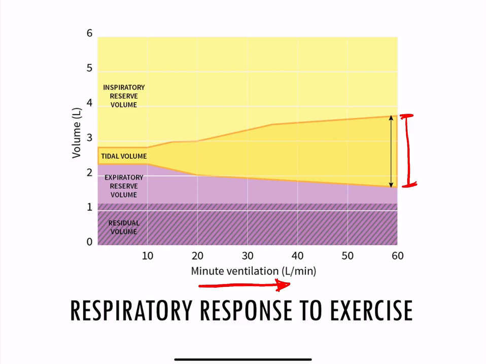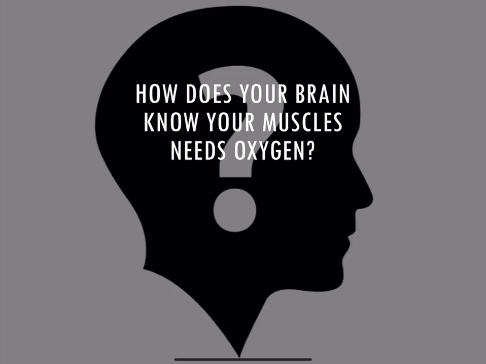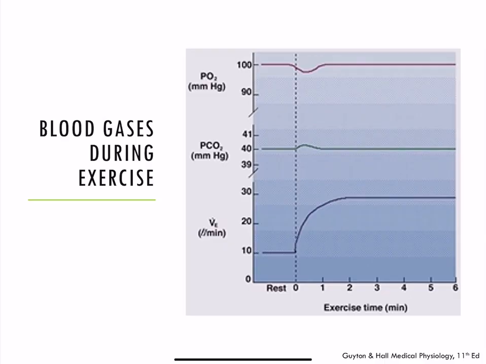Which might be a good time to say, how? How does your brain know that your muscles need oxygen? If you had to guess, if you had no idea, what do you think? How does the brain know? I feel like the intuitive answer is, well, if your muscles are using up more oxygen, then there's less oxygen, so your brain says there's not enough oxygen, so it drives it. But that's actually not what happens.